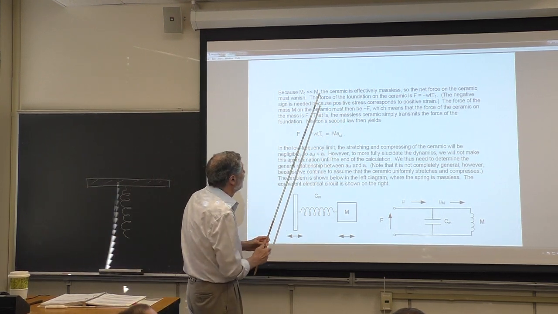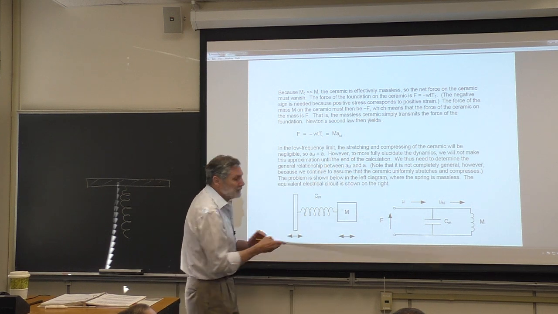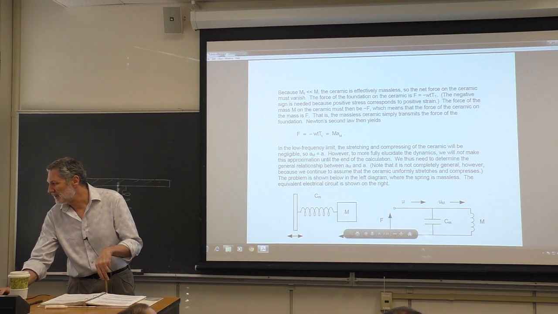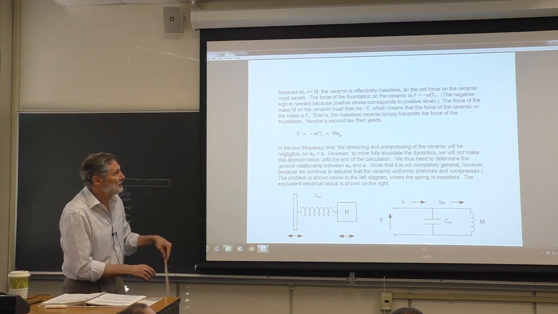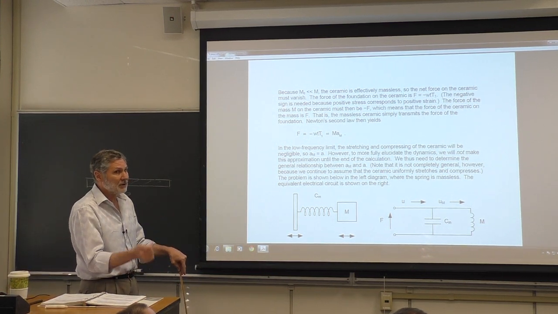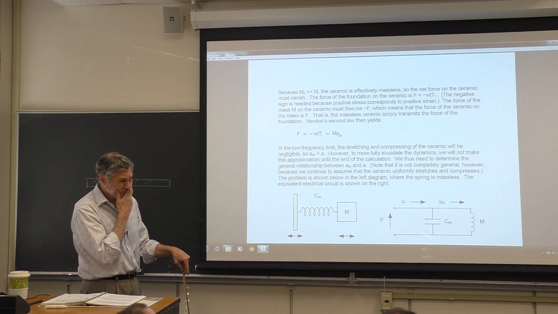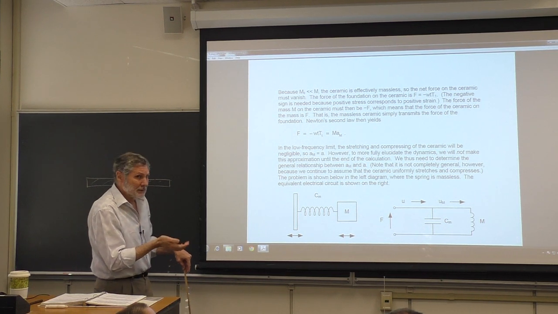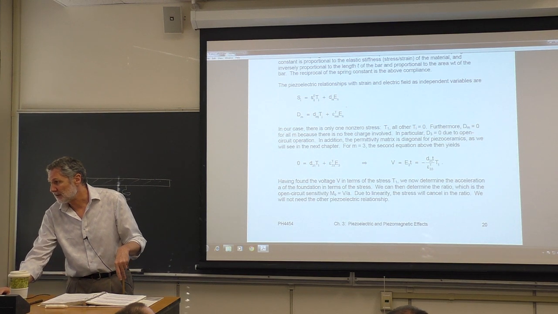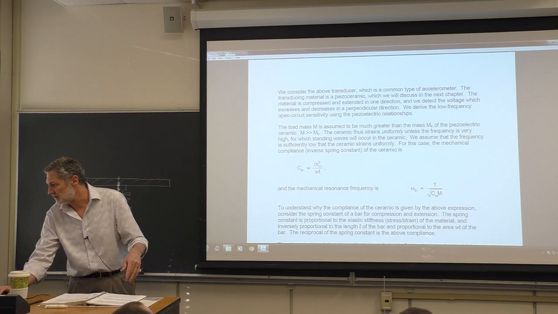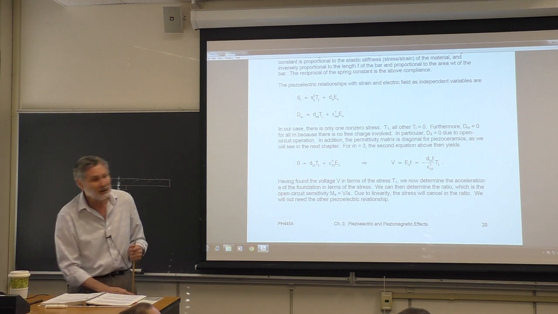And so what can we write down here? F, remember now, this is canonical transduction. F has a specific meaning. In this case, it's going to be the force of the foundation on the ceramic. That's what the meaning of F is. And if you think back, this was from the first week. If you look at the transduction, these are the general transduction equations. That's the meaning.